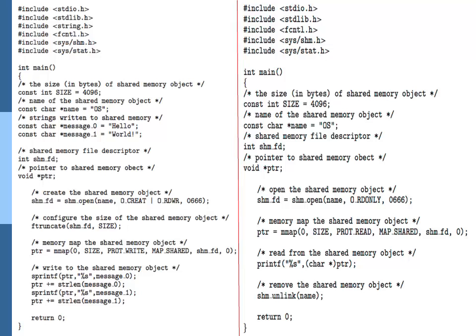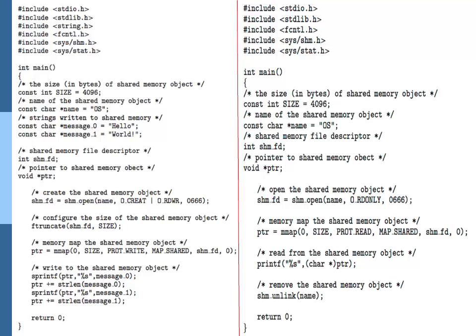Then it calls the system call shm_open, with the name and O_RDONLY. So it only reads from the memory. It cannot write because it's a consumer. Then this program doesn't have ftruncate because the consumer just reads, right? It doesn't write, so it doesn't need to set the size of the memory.